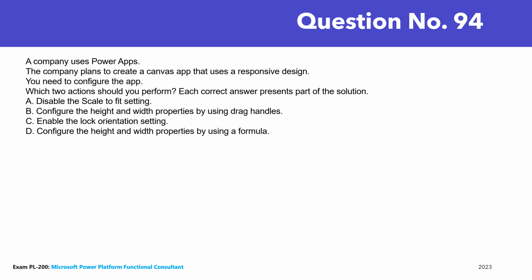A company uses Power Apps. The company plans to create a Canvas app that uses a responsive design. You need to configure the app. Which 2 actions should you perform? Each correct answer presents part of the solution. A. Disable the scale to fit setting. B. Configure the height and width properties by using drag handles. C. Enable the lock orientation setting. D. Configure the height and width properties by using a formula. Correct answers, A and D.